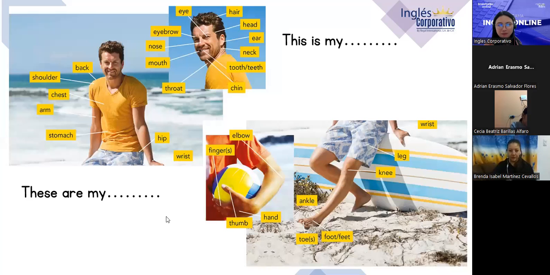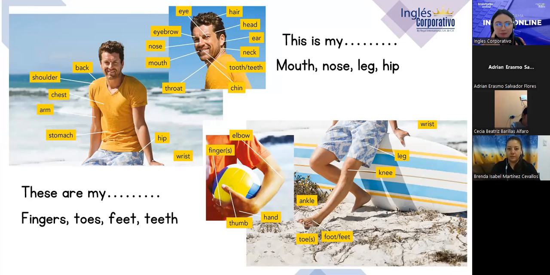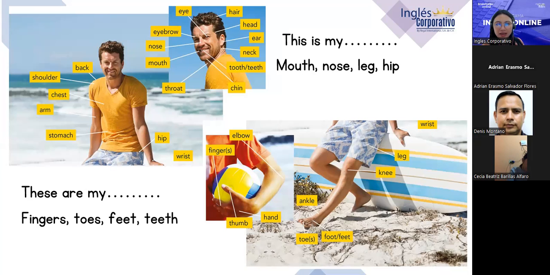Let me give you my examples. With the structure "this is my" and "these are my", look at my examples. I may say, these are my fingers. These are my toes. These are my feet. These are my feet. Singular: this is my mouth. This is my nose. This is my leg. And this is my hip.